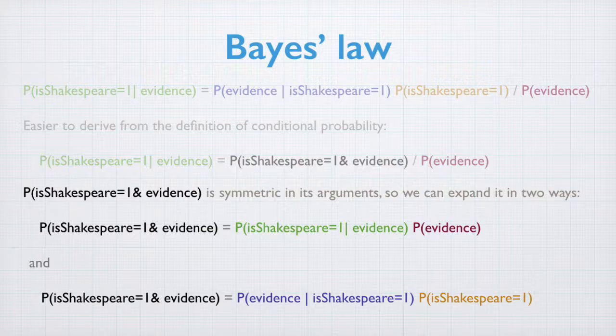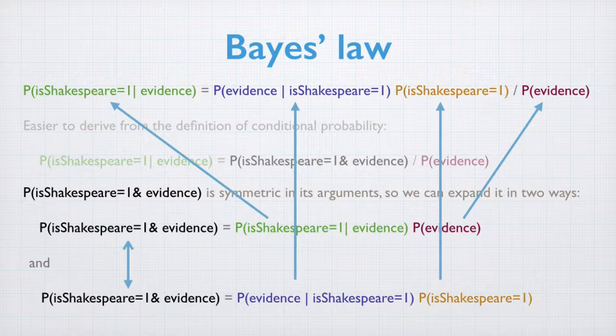The point is that the probability of a document having been authored by Shakespeare and having given evidence is symmetric in its arguments, that we can flip the two things around the and. That means we can apply the law of conditional probabilities twice and expand this joint probability 2 ways, as seen in the slide. The point is, these 4 terms we've expanded to are exactly all the terms in Bayes' law. So we just move the probability of evidence from one side to the other by putting it in the denominator, and we've derived Bayes' law.